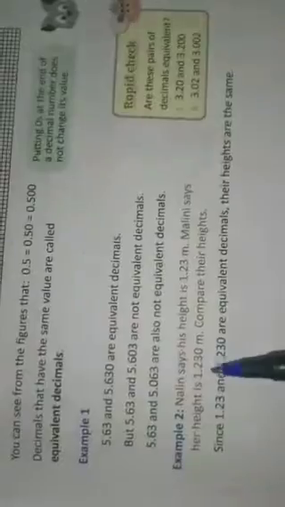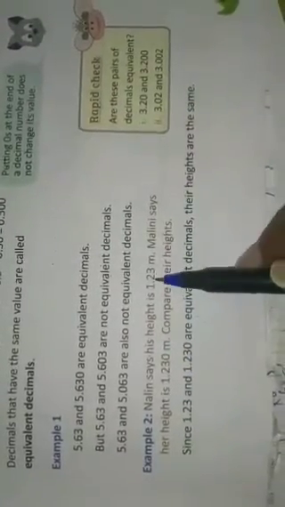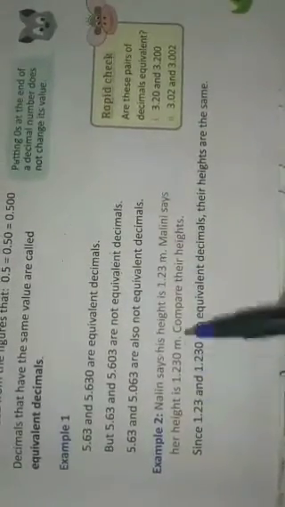Example number 2 has also been given. Nalin says his height is 1.23 meters. Malini says her height is 1.230 meters. Compare their heights. Here you can see that 1.23 has the same place value as 1.230, so they are equivalent decimals because their heights are the same. Nalin and Malini have the same, equivalent height on the basis of equivalent decimals. Clear, students?